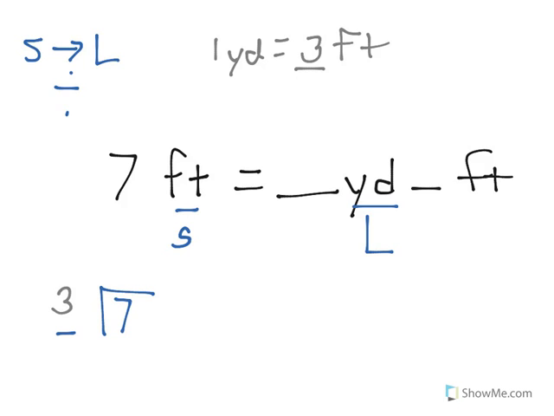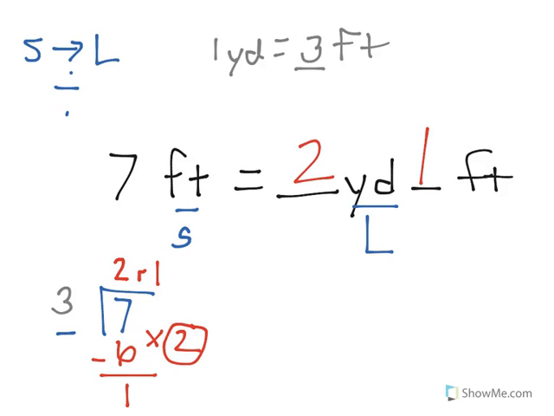So I'm going to do 7 divided by 3. I know that 3 times 2 gives me 6. 7 take away 6 is 1. So this leaves me with a quotient of 2 with the remainder of 1. So to fill this in, I would have 2 yards and 1 foot. So I know that 7 feet is equivalent to 2 yards and 1 foot.